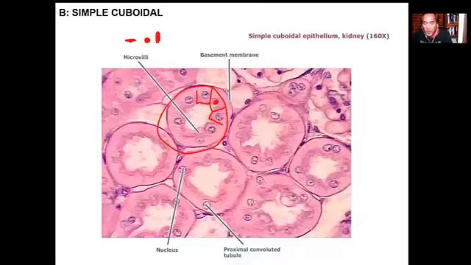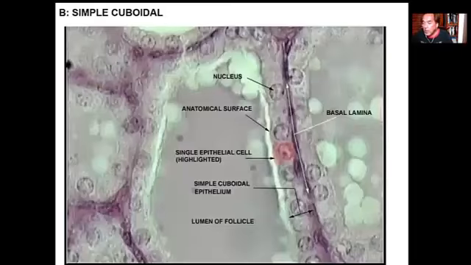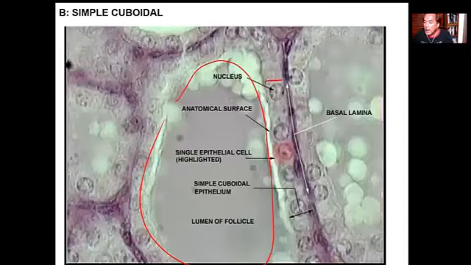So this is simple cuboidal, and an example is the kidney tubules. See the lining of this cavity is simple cuboidal. Remember, the only thing you have to do is identify what type of epithelium: one layer, simple cuboidal. An example is alveoli. But this is actually the thyroid gland. The thyroid gland also has the lining of this cavity as simple cuboidal.